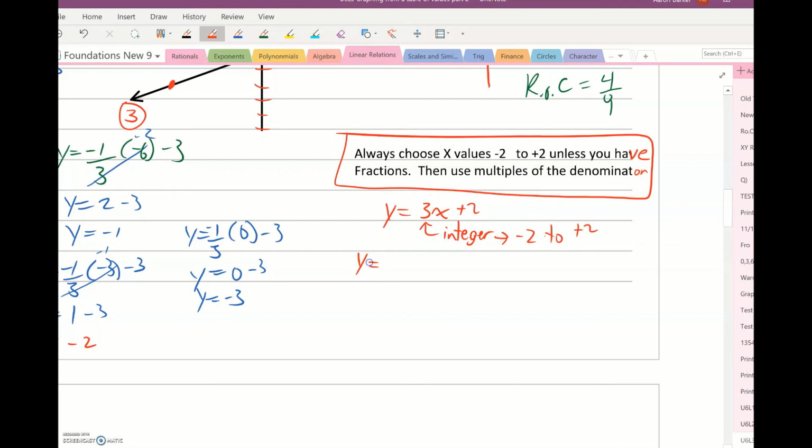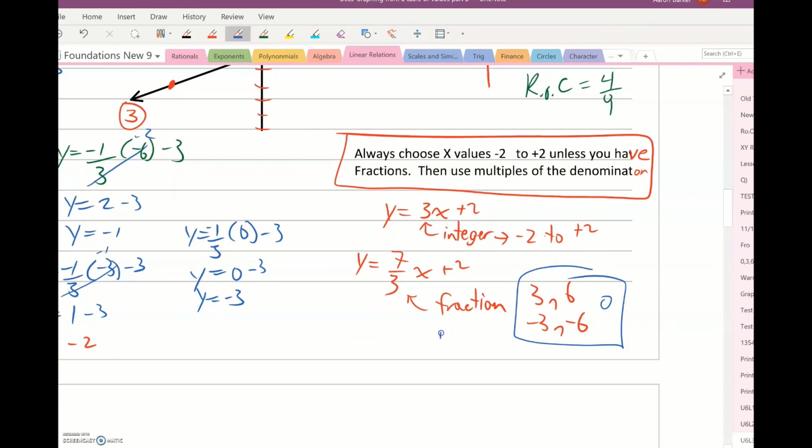If you have a rate of change that's a fraction, like 7/3x plus 2, well, that's your fractional rate of change. Let me make that writing better. And so if you have a fraction, use multiples of 3. So it would be 3, 6, -3, -6, and don't forget your friend, the one that's easy to do, 0. Okay, so multiples of the denominator.